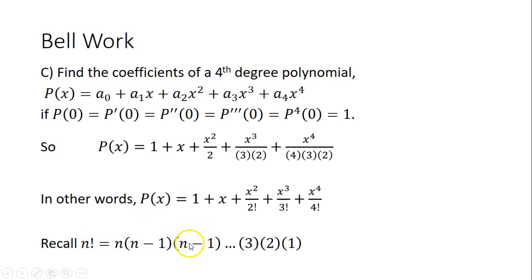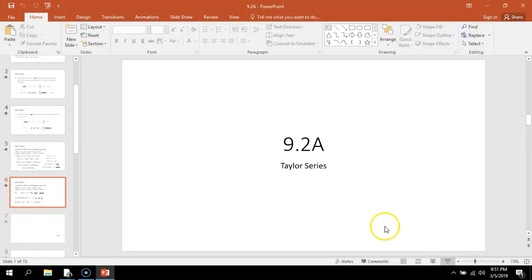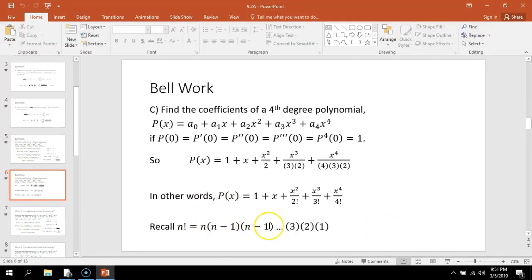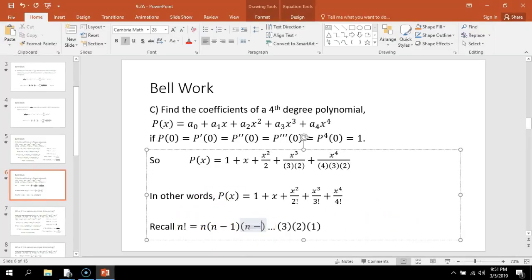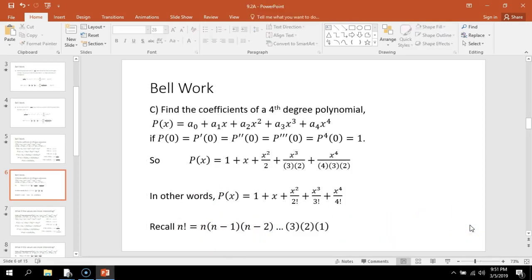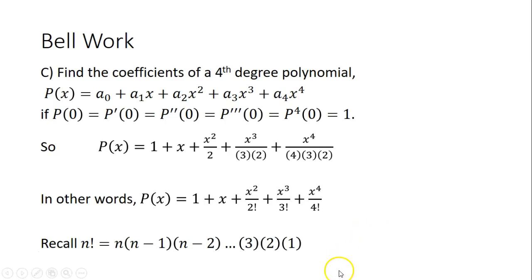Oh, that should be an n minus 2. Let's fix that right now. There we go. So this should be an n minus 2. That's my fault. That's going to mess up my animation, but that's okay. Okay, so n factorial, n times n minus 1, n minus 2, n minus 3, and then all the way down to 3, 2, and 1. And notice I don't have any 1s up here, but you don't really need the 1, right? Because multiplying by 1 doesn't do anything.